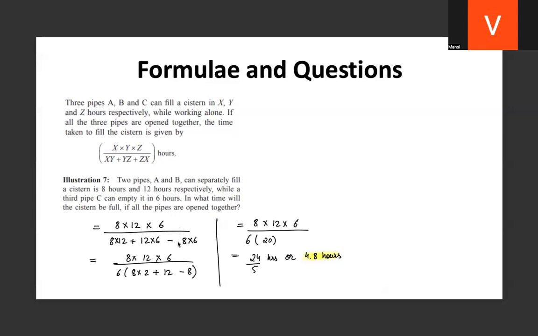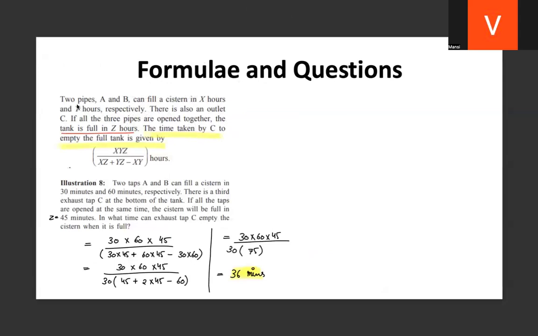So here, this part would have the subtraction sign and not addition because it is emptying here. The third pipe is emptying. So it will take 4.88 hours to fill the tank completely.